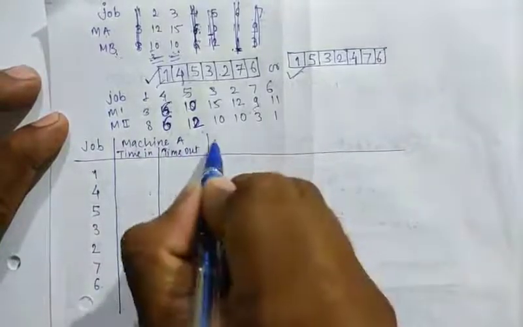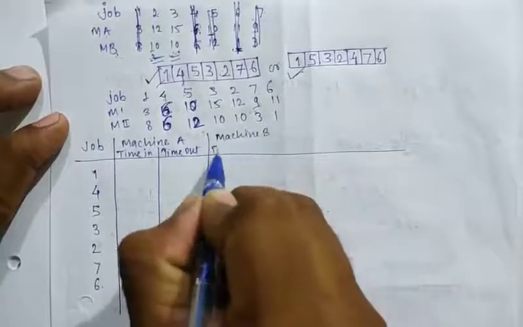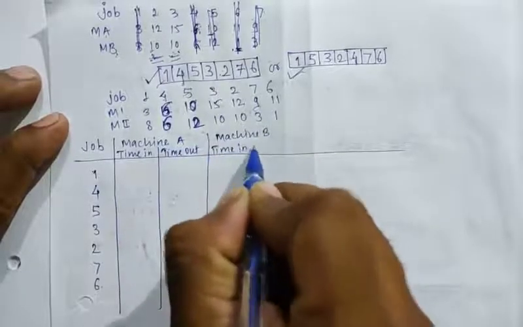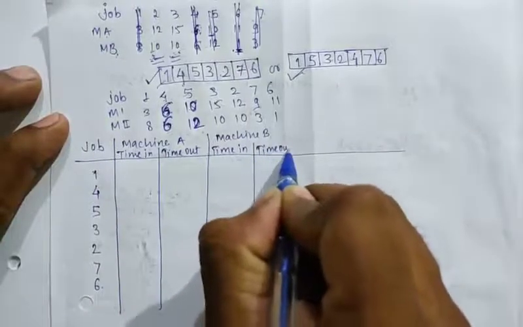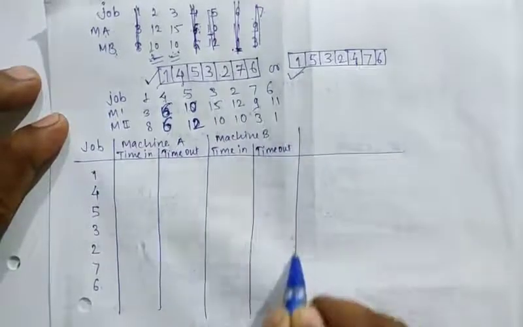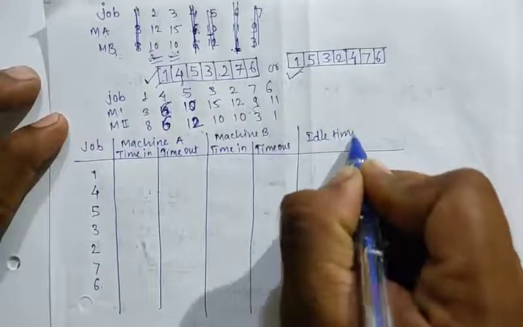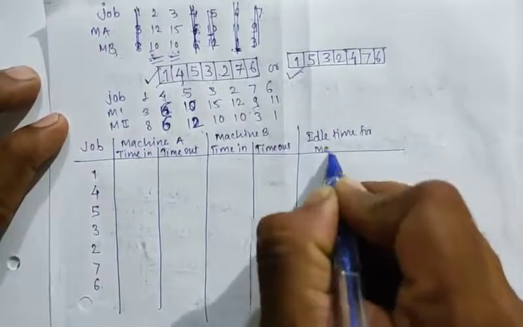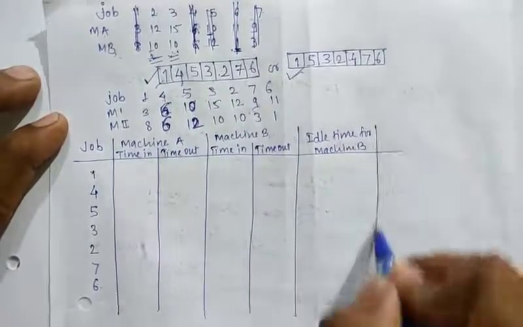Now for machine 2, machine B, time in, and this is time out. And last, idle time for machine B.